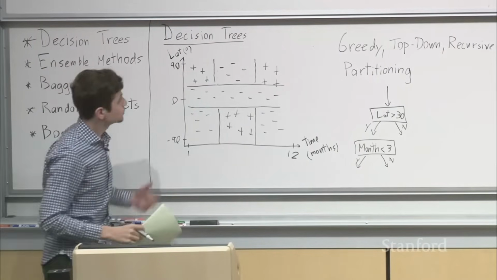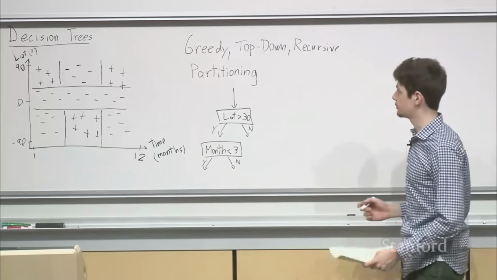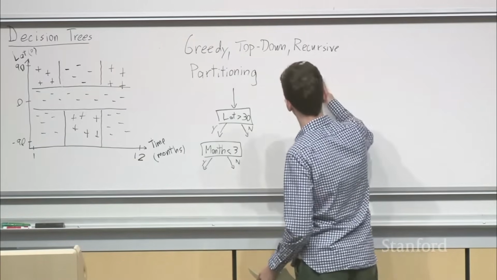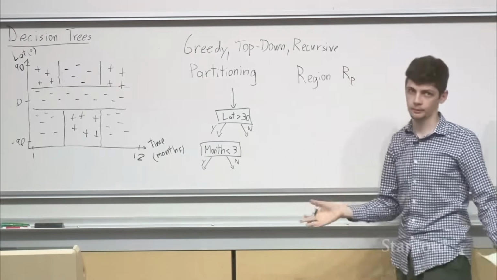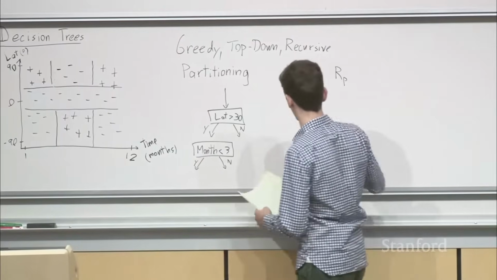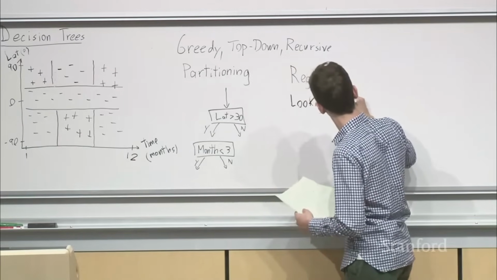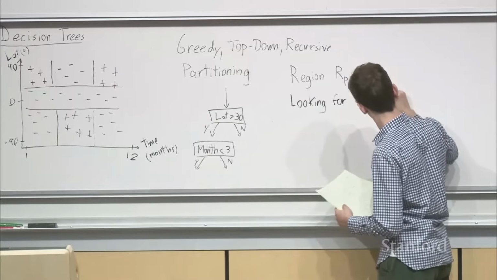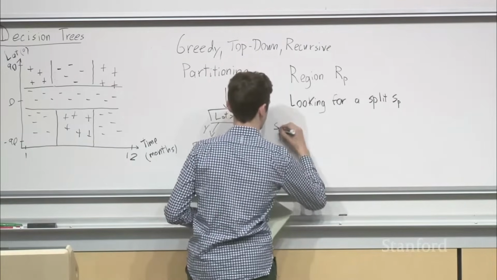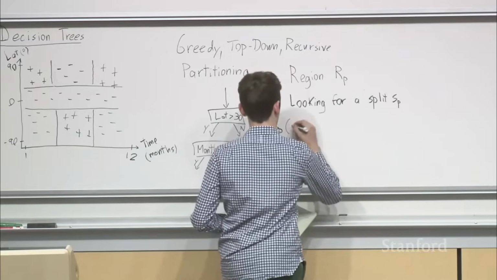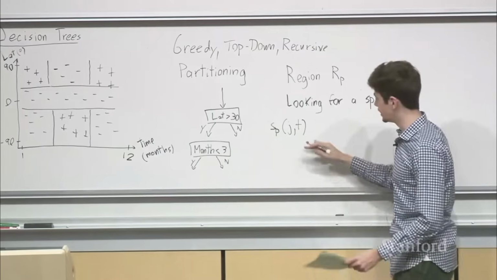Okay. And so to make this a little bit more formal, what we're looking for is this split function. Okay, so you can define a region. So you have a region, and let's call that region RP in this case for our parent. Okay, and we're looking for a split SP such that you can write out this SP function as a function of j comma t. Okay, j is which feature number, and t is the threshold you're using.